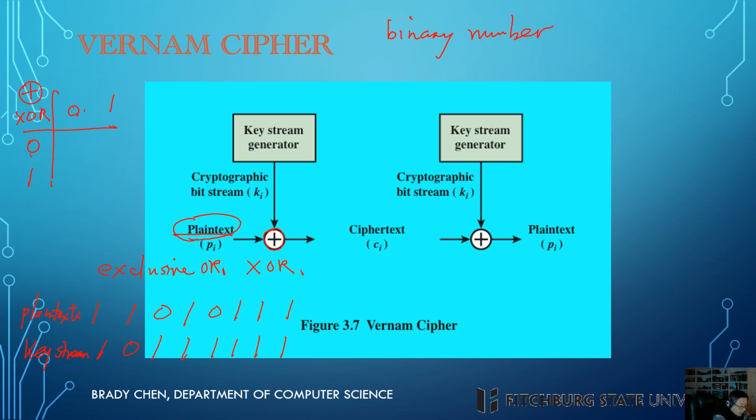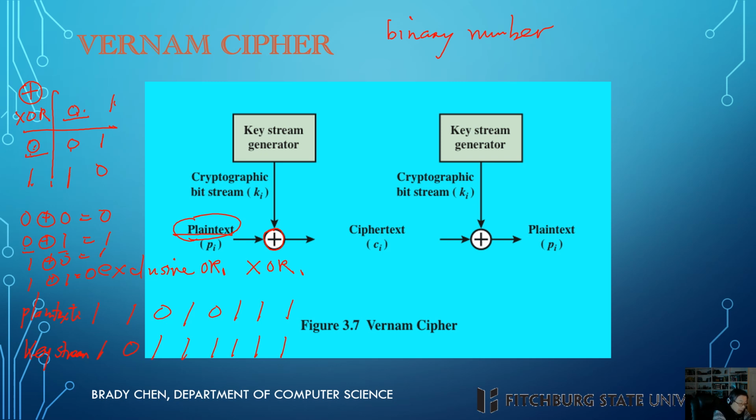If they are different, they will give you 1. So for example, 0 exclusive OR 0 is 0. And 0 exclusive OR 1, because these two numbers are different, gives you 1. And 1 exclusive OR 0 is 1. 1 exclusive OR 1 is also 0. So in this case, it gives you this table. 0 exclusive OR 0 is 0. 1 exclusive OR 0 is 1. And 0 exclusive OR 1 is 1. Okay, so that's the table.